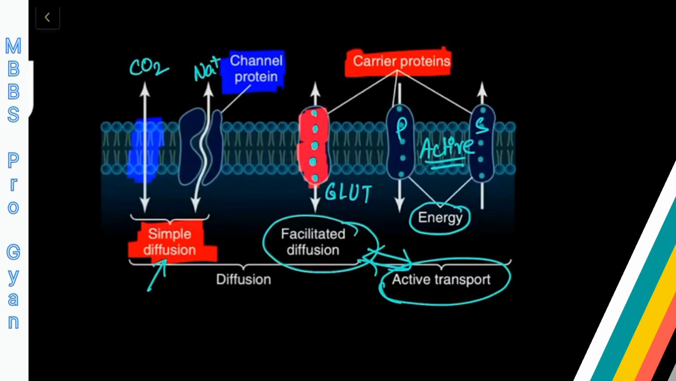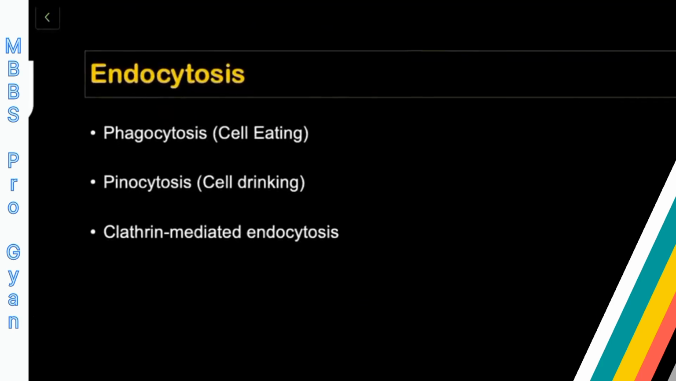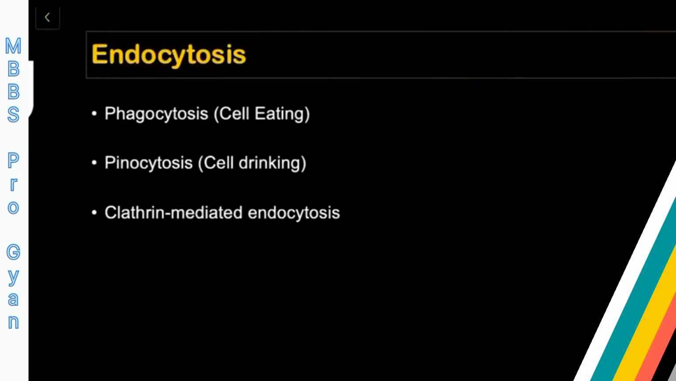But simple diffusion never requires the help of a carrier protein. It may require a channel protein. This is given in Guyton, so this will make your concept more clear, right? So now we are left with the processes known as endocytosis and exocytosis.